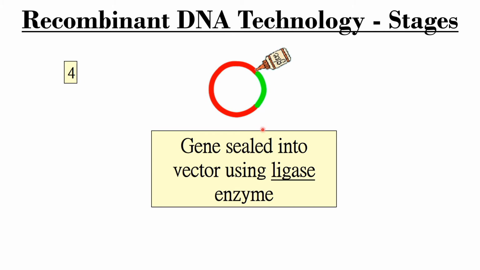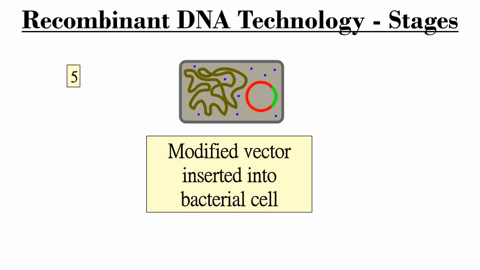At the complementary sticky ends, the ligase enzyme seals the gene into the vector. And finally, you've got your modified vector inserted into the bacterial cell. So that's the stages of recombinant DNA technology at a higher level.